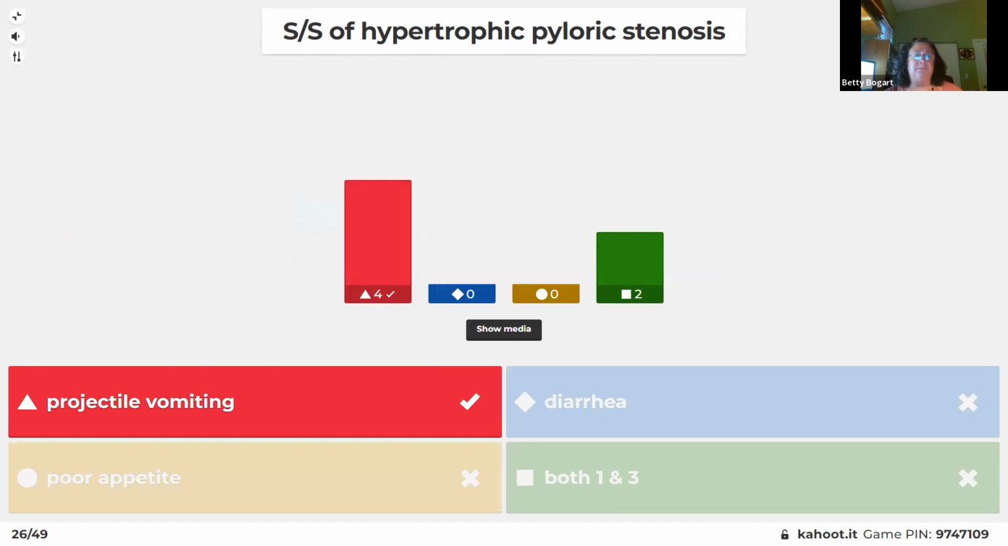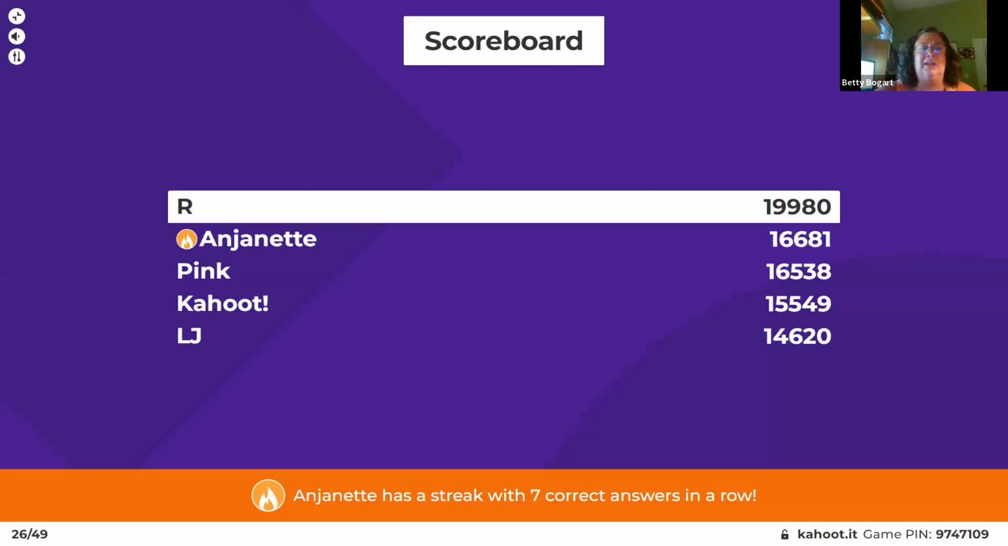Projectile vomiting. Now, somebody wanted to say poor appetite. So if I take food and I put it in my stomach and it can't go down and I vomit it out, I'm not getting anything to eat. These children are hungry. So poor appetite? No, feed me, feed me. They would eat constantly because they're so hungry and they're not getting the nutrition they need.